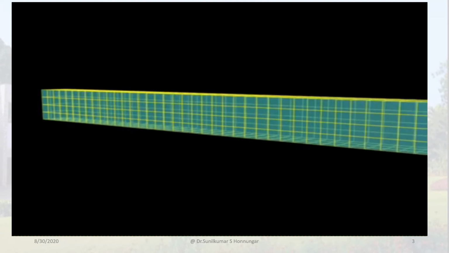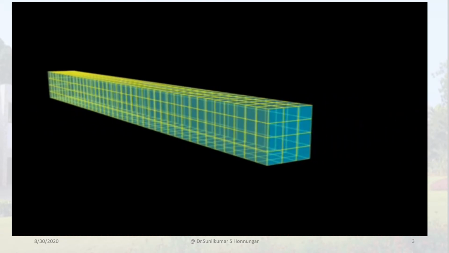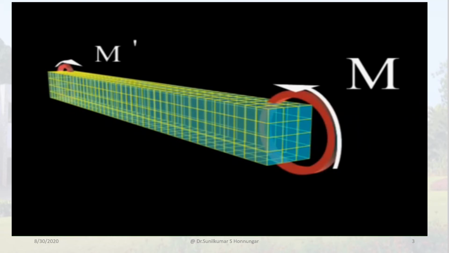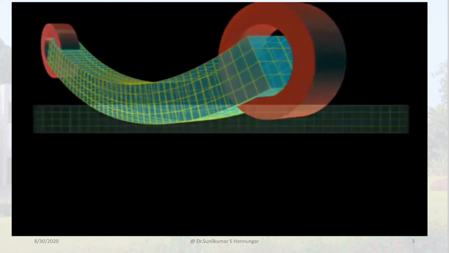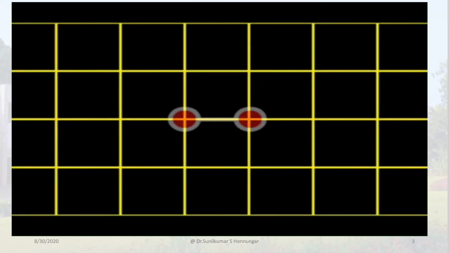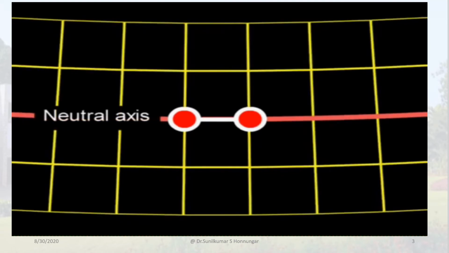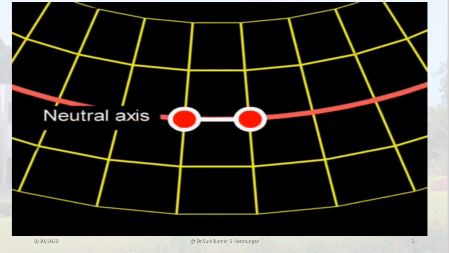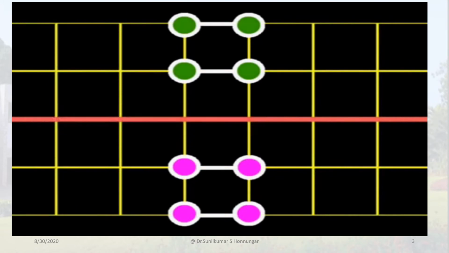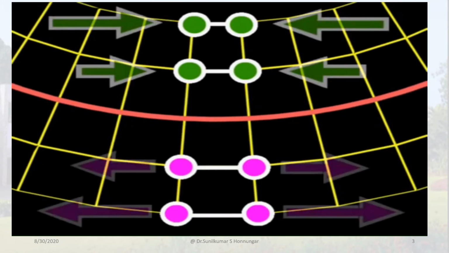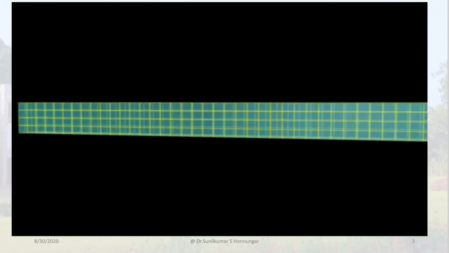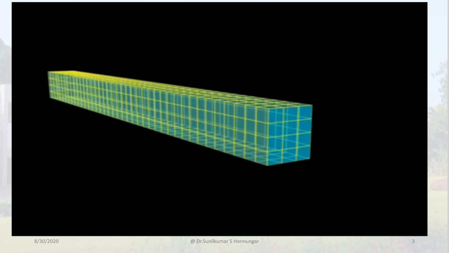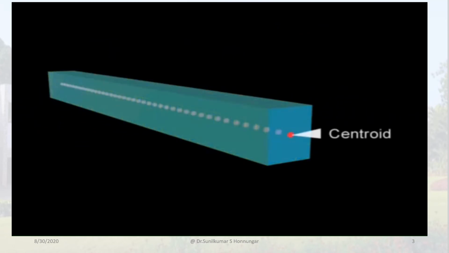Consider a prismatic beam. When equal and opposite moments M and M' are applied, as shown, the ends of the beam bend upwards. Fibers at a certain position, called the neutral axis, do not change in length, while fibers above it shorten and fibers below it elongate. For linearly elastic beams, this neutral axis passes through the centroid of the cross-section.